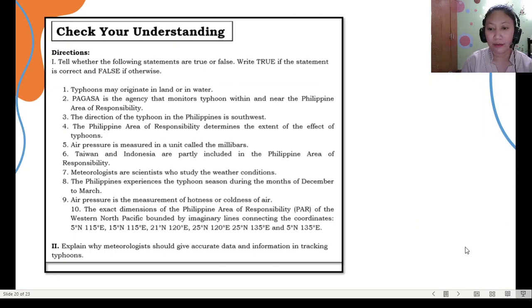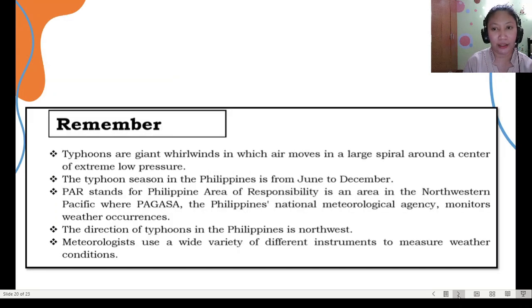Okay, next. For the next activity on check your understanding, yan, patapos na tayo. So, yung direction dito, sulat nyo lang kung true or false yung statement. Then, for test 2, explain why meteorology should give accurate data and information in tracking typhoon. So, mag-explain lang kayo dyan.